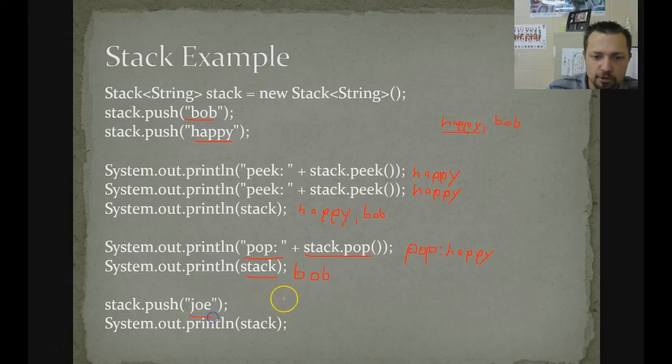Now if we push Joe, our stack would be Joe, Bob. And then if we were to print, we would get Joe, Bob.